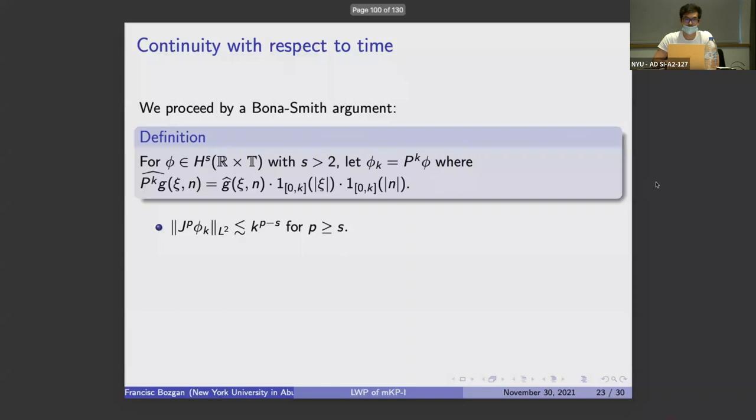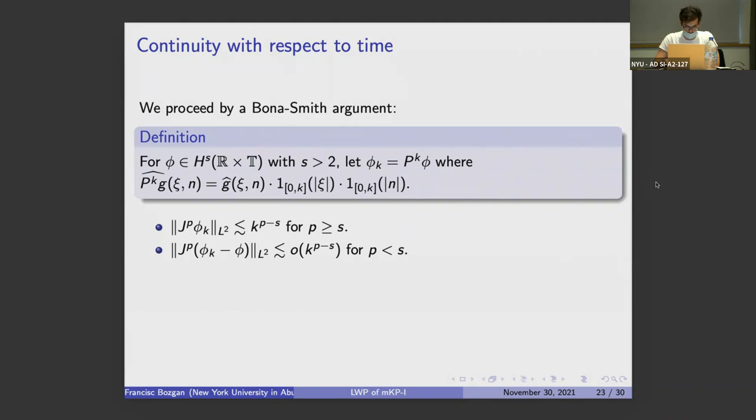We have several bounds for these cutoff operators. If we apply the operator J^p to phi_k, it is bounded by k to the p minus s. And if we apply J^p to the tail, then it will decay as little o of k to the p minus s.